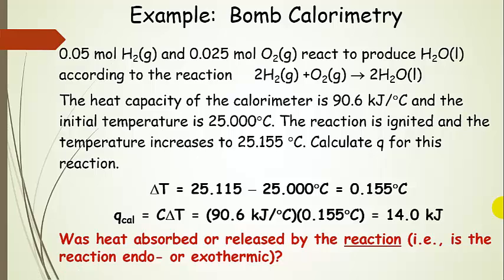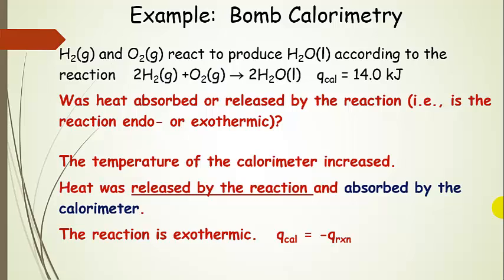All right, so that was pretty easy math, but what actually happened here? Was heat absorbed or released by the reaction itself? Let's think about this. The temperature of the calorimeter increased. So what does that tell us? That heat flowed out of the reaction and into the calorimeter. So that means the reaction is exothermic. Heat flowed out of the reaction and into the calorimeter, increasing its temperature.